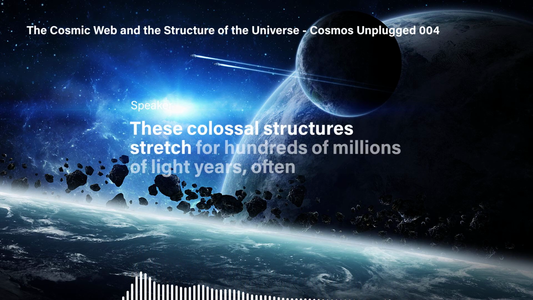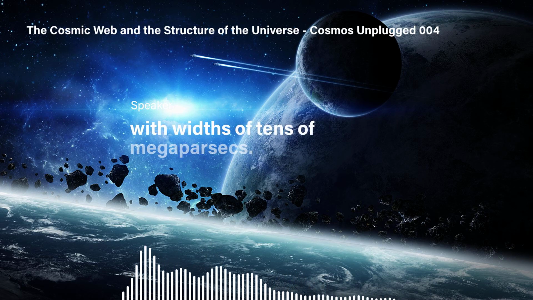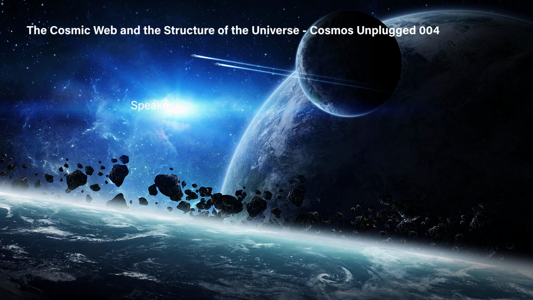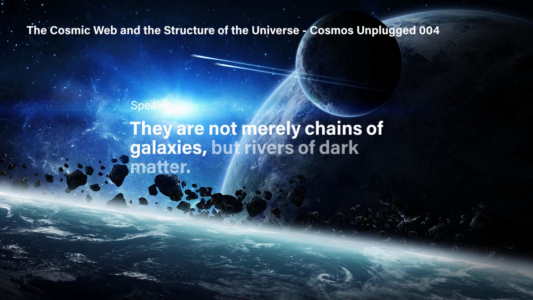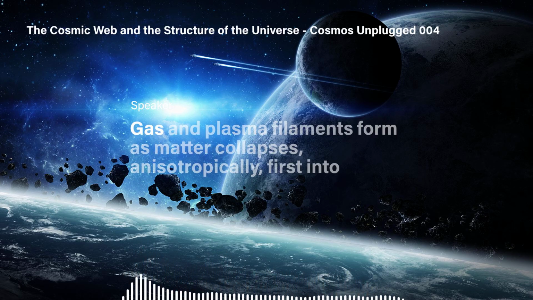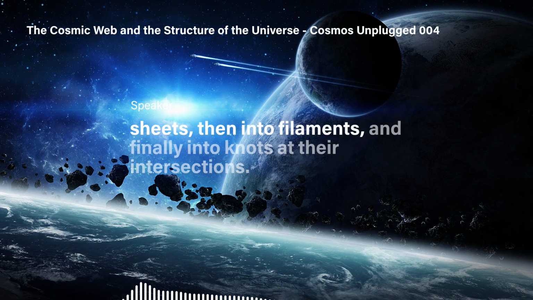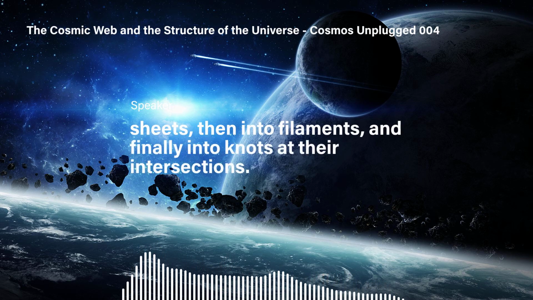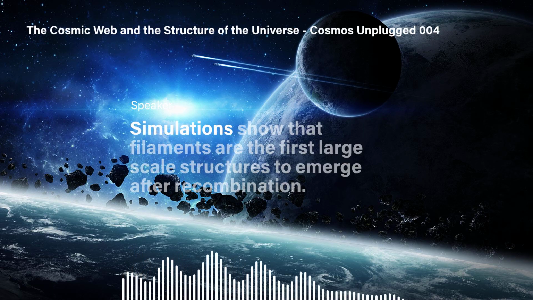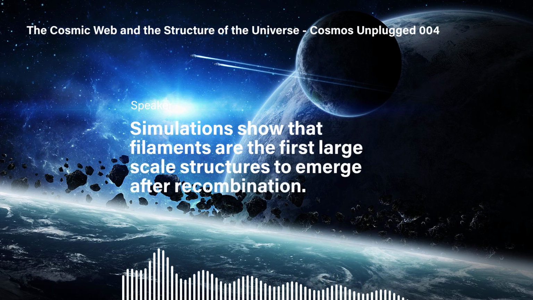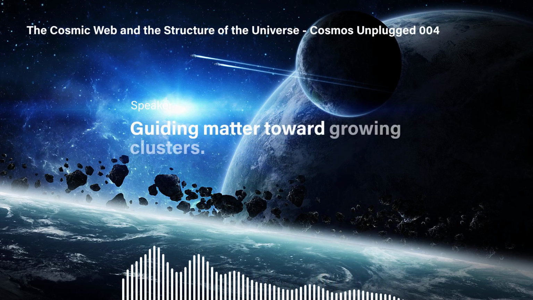These colossal structures stretch for hundreds of millions of light-years, often with widths of tens of megaparsecs. They are not merely chains of galaxies, but rivers of dark matter, gas and plasma. Filaments form as matter collapses anisotropically, first into sheets, then into filaments, and finally into knots at their intersections. Simulations show that filaments are the first large-scale structures to emerge after recombination, guiding matter toward growing clusters.